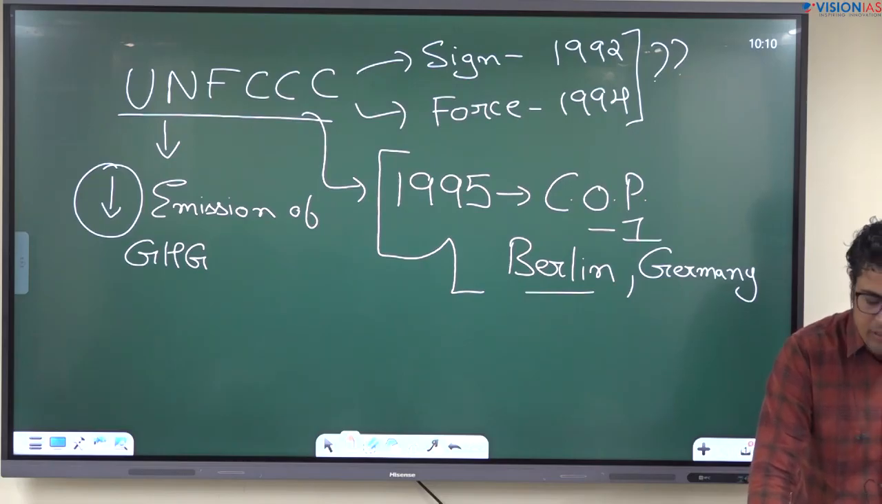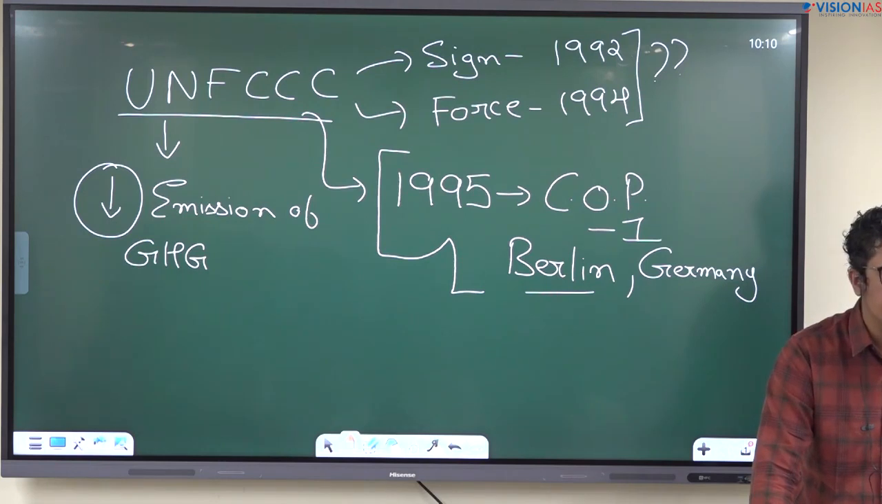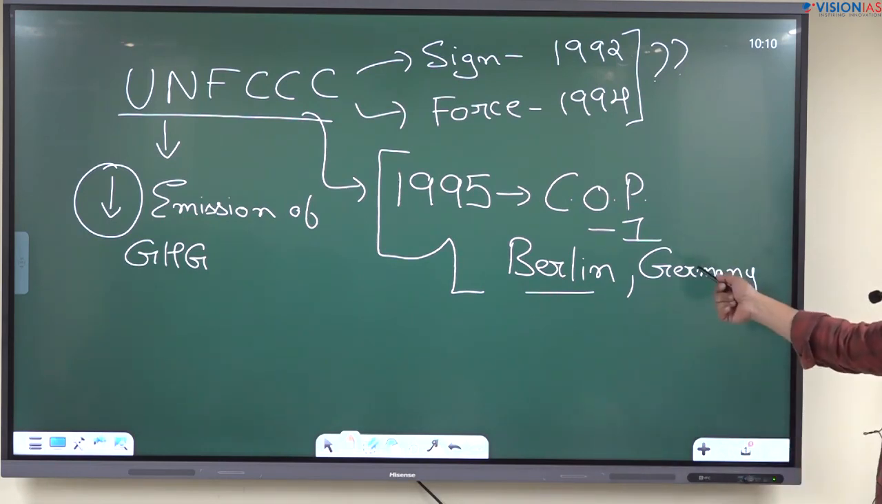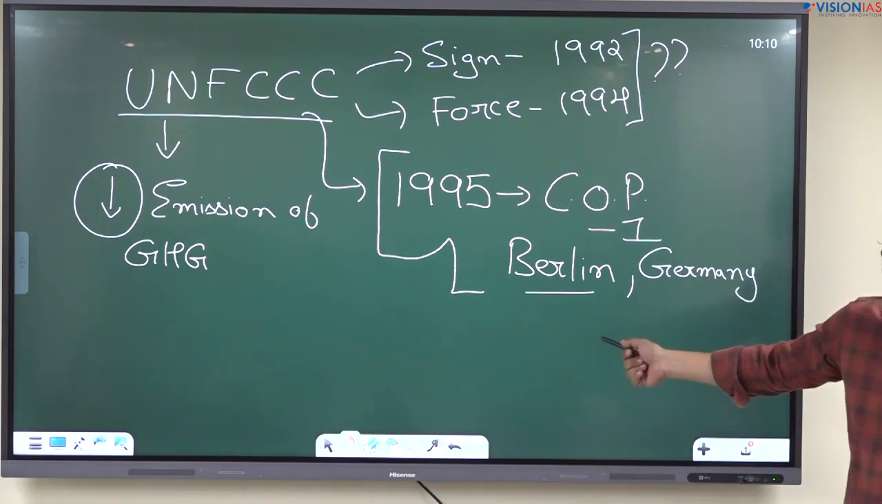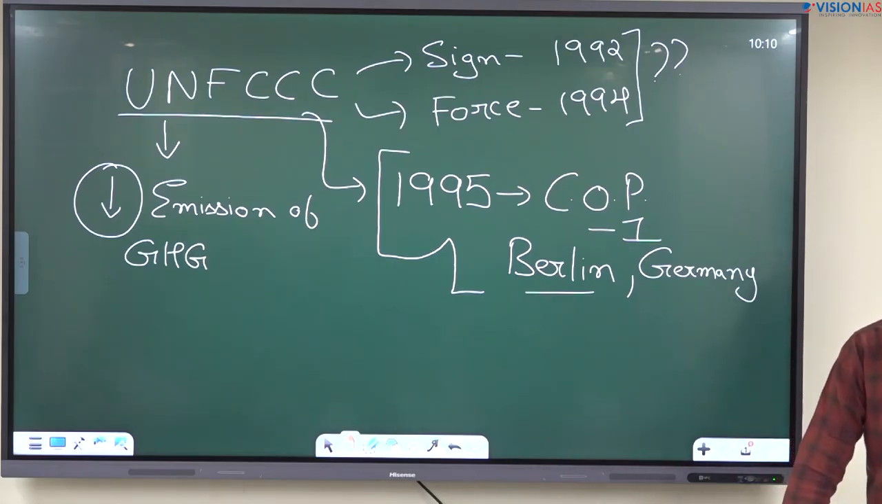It's an annual event. It's a meeting. Every year this happens. Write this down when COP first happened. It's not mentioned. Write COP1, 1995, Berlin.